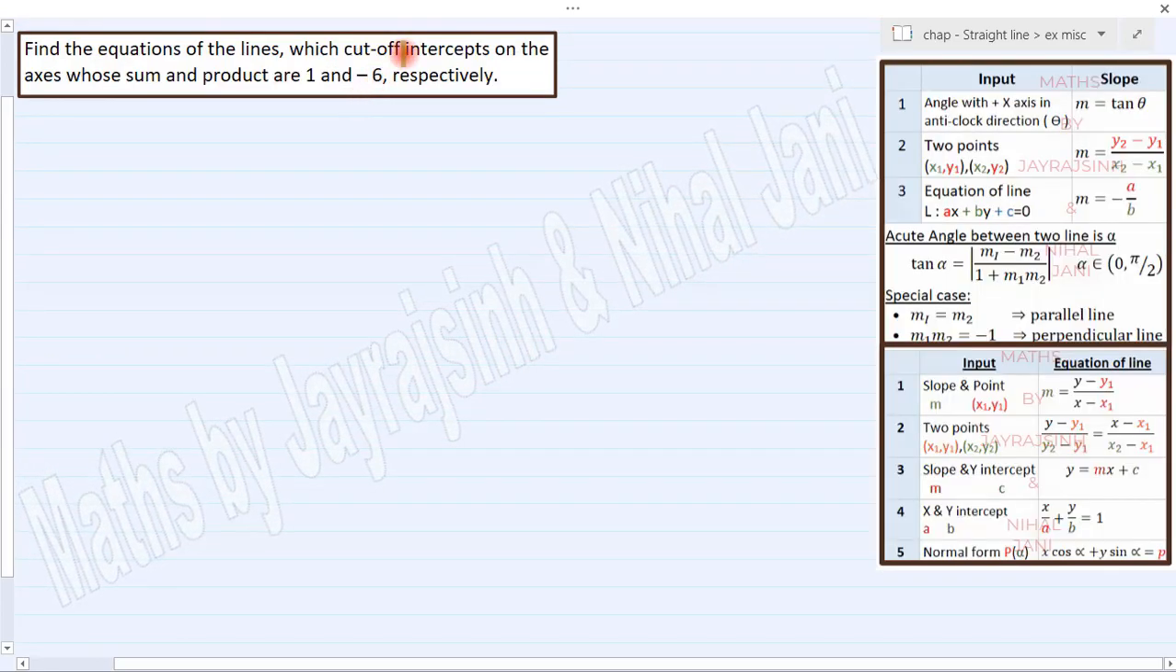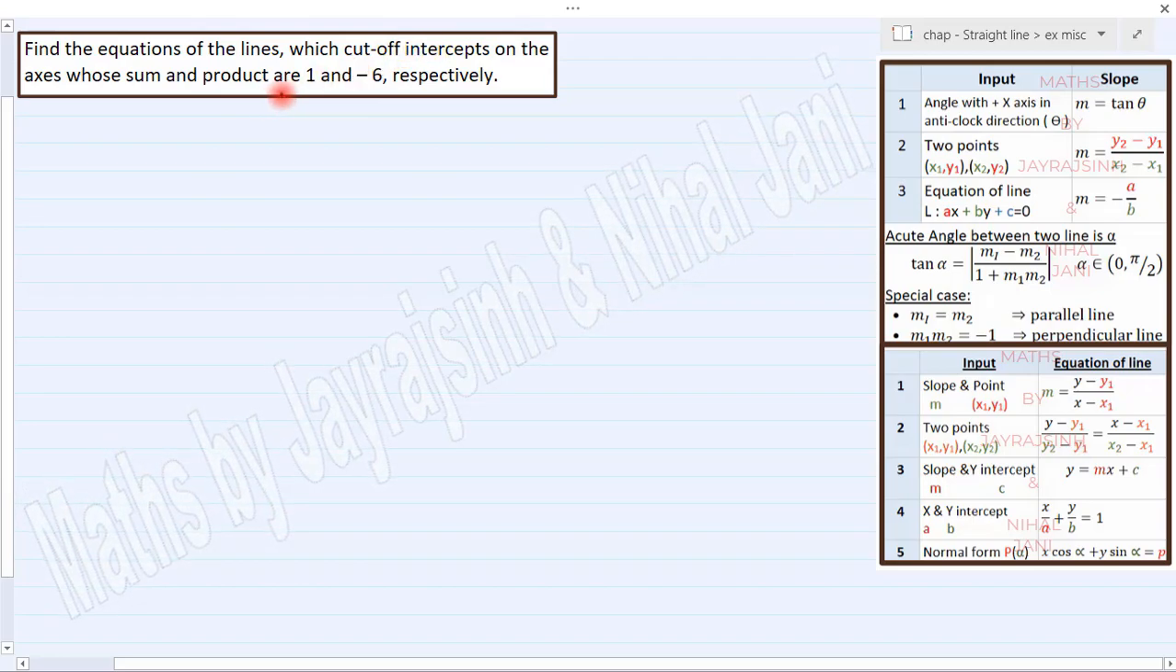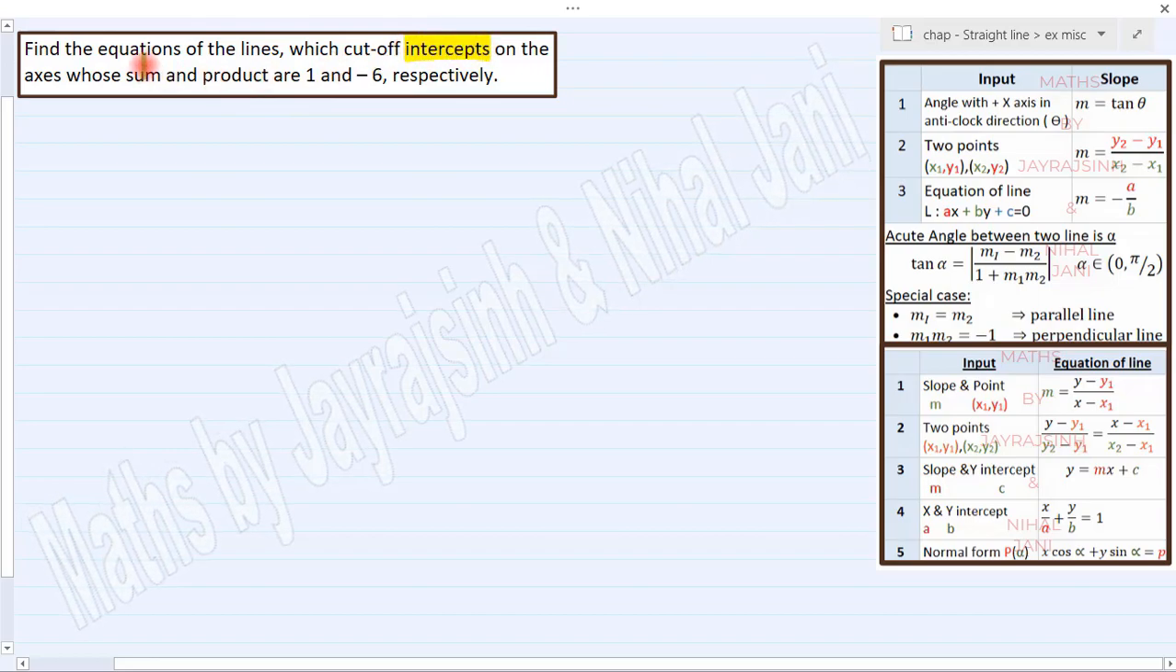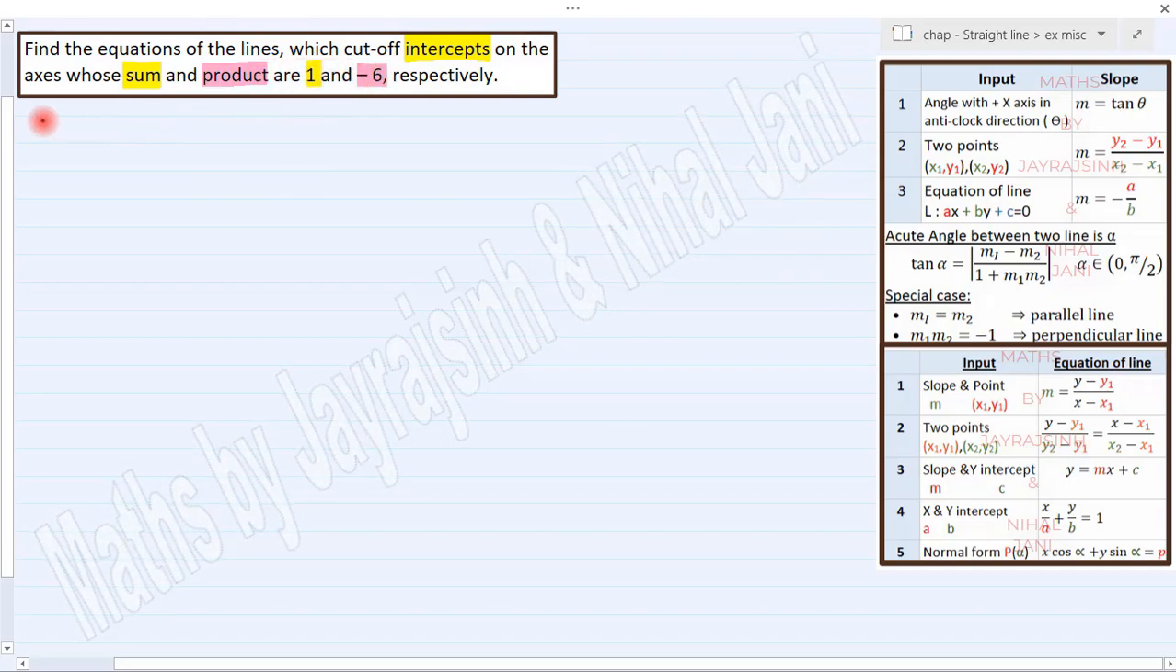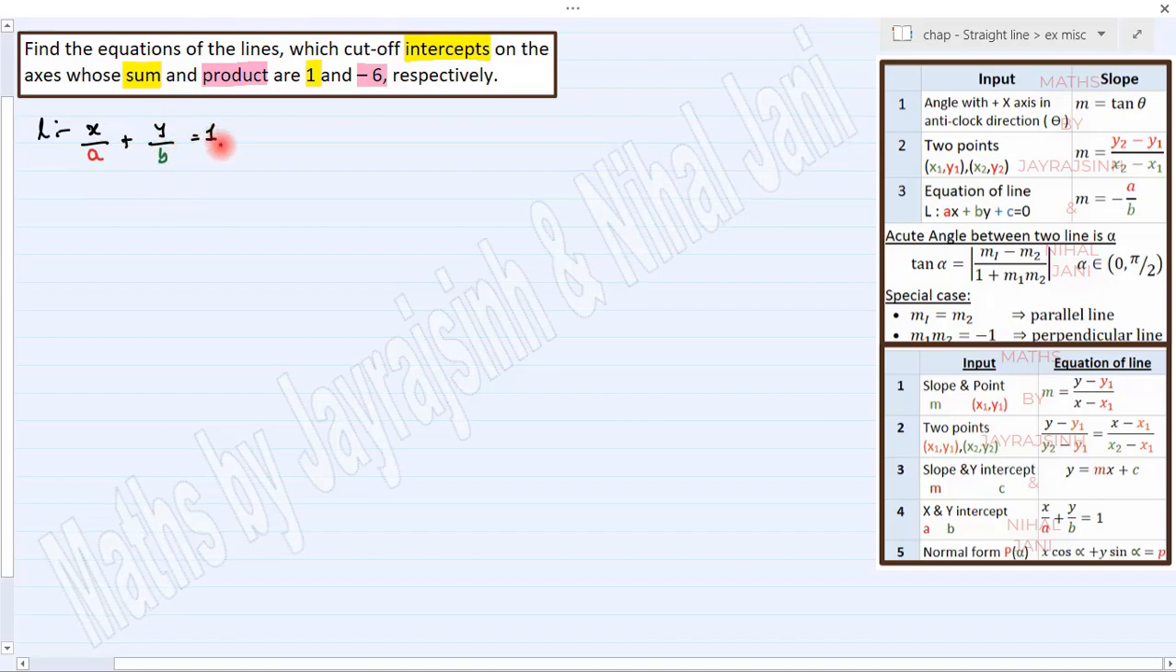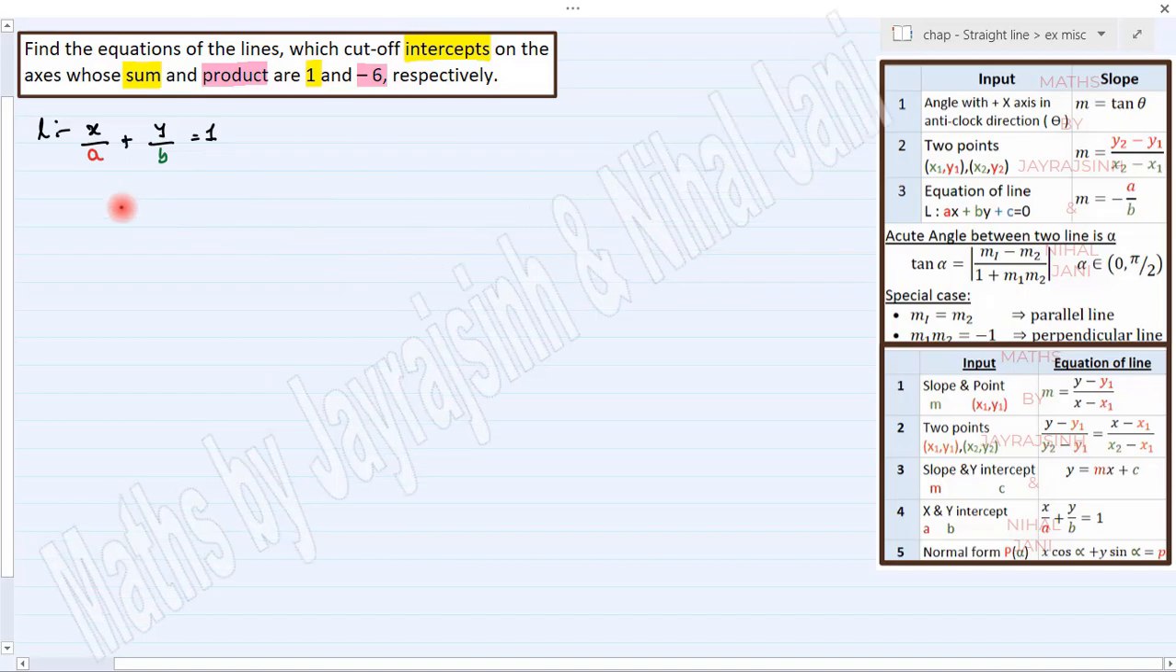Here we have another question depending on the intercept form. You have to find the equation of a line which cuts off intercepts on the axes whose sum and product are 1 and −6 respectively. So we have to use the intercept form of the equation of a line, which is x/a + y/b = 1, where a and b are the x and y intercepts, and we have to find them. And for that we have two conditions.